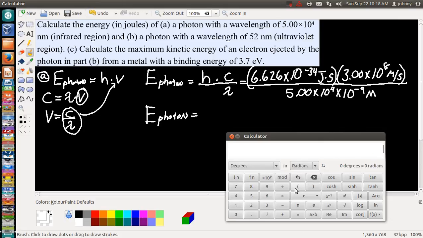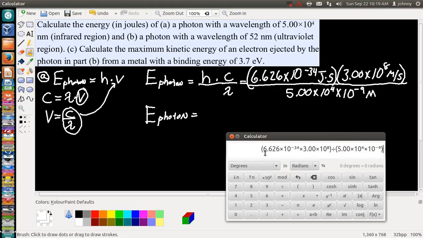Alright, there we go. Open parentheses, 6.626 times 10 to the -34 times 3.00 times 10 to the 8th, close my parentheses, divided by parentheses, 5.00 times 10 to the 4th times 10, I got 2 times there, times 10 to the -9, and that's it. So close my parentheses.